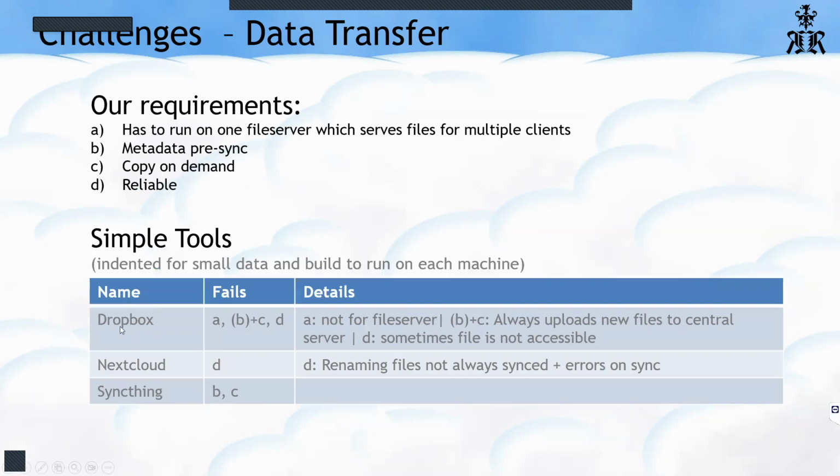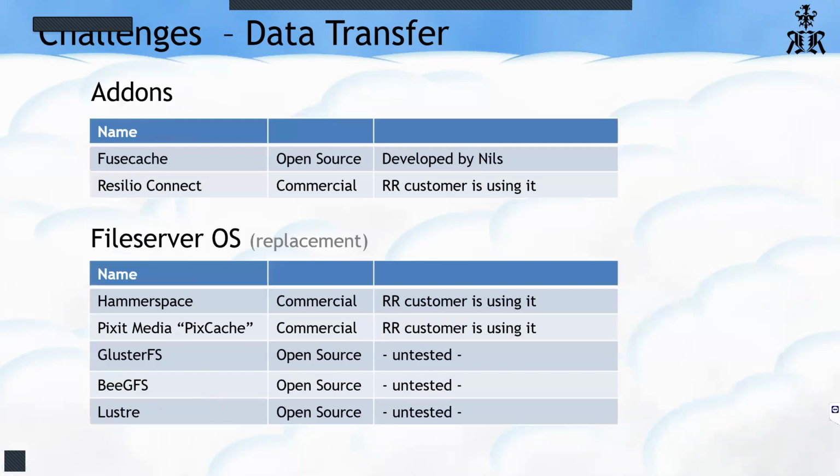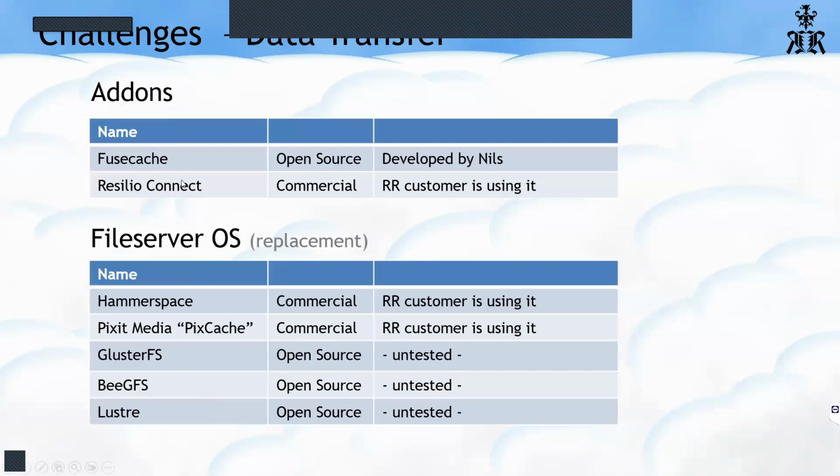So the simple tools are Dropbox, Nextcloud, Syncthing, and they all failed. They are intended to run on each machine and not on a file server, and they are not intended for this huge amount of data. Then there are some add-ons.